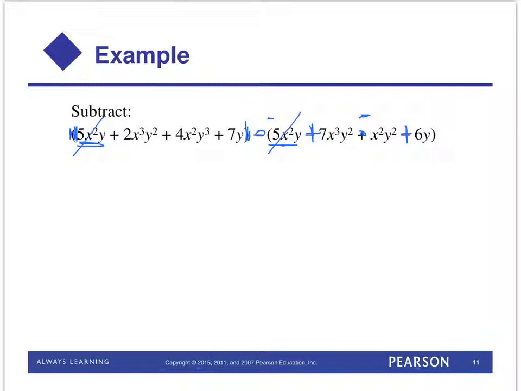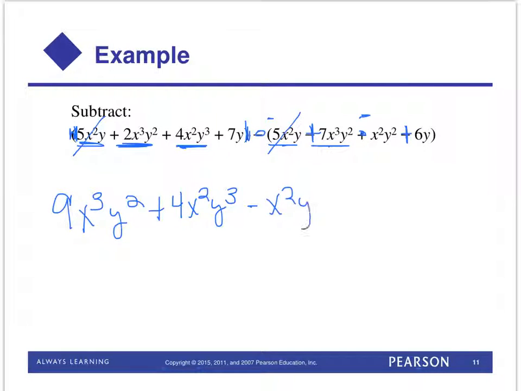So now I have a positive 2x to the third y squared and a positive 7x to the third y squared. So that gives me 9x to the third y squared. And then I have a positive 4x squared and y to the third, and I don't have another one of those. So I get a positive 4x squared y to the third. And then I have a negative x squared y squared right here. And then I have a 7y and a 6y. That gives me 13y. And you're finished.